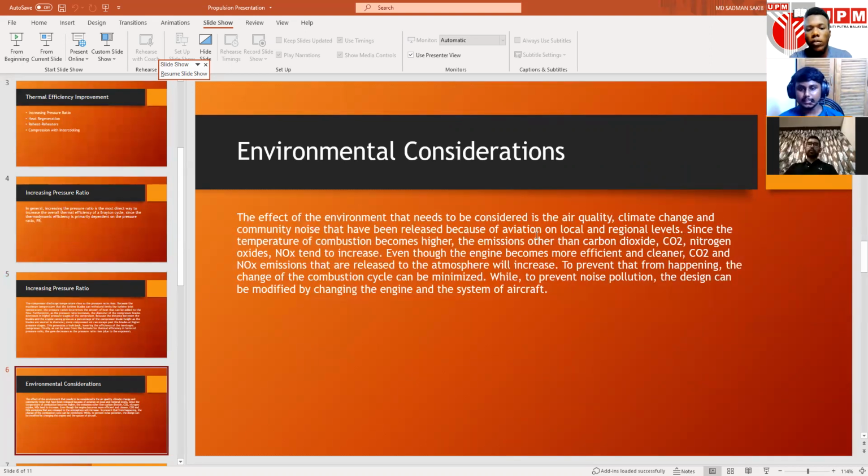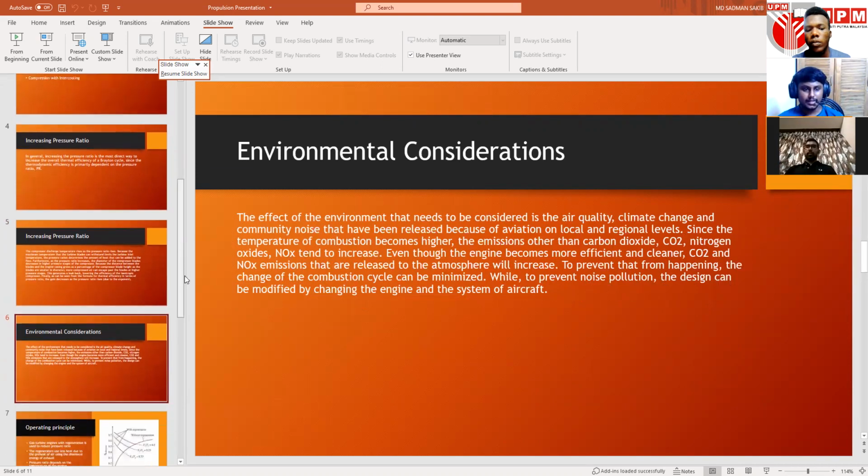The effects on the environment that need to be considered are the air quality, climate change, and community noise released because of aviation on local and regional levels. Since the temperature of combustion becomes higher, emissions other than carbon dioxide, such as nitrogen oxides, tend to increase. Even though the engine becomes more efficient and cleaner, carbon dioxide and nitrogen oxide emissions related to the atmosphere will increase. To prevent that from happening, the change of the combustion cycle can be minimized. To prevent noise pollution, the design can be modified by changing the engine and the system of the aircraft. Now I am going to transfer to Farhan to continue his part.